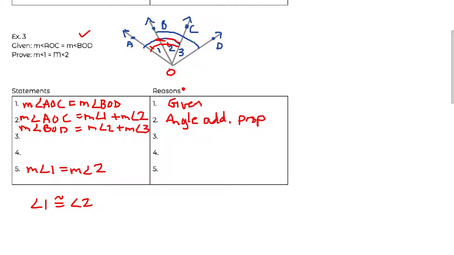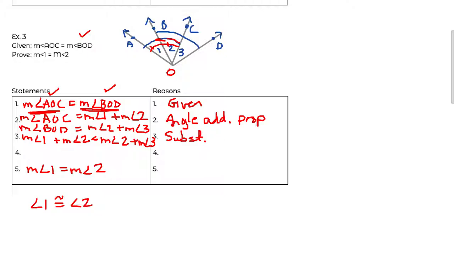All right, so the next thing we can do is we have up here that AOC is equal to BOD. We have AOC as the measure of angle 1 plus the measure of angle 2, and BOD is the measure of angle 2 plus the measure of angle 3. So instead of writing AOC, we can write the measure of angle 1 plus the measure of angle 2, in this first step. Now BOD is equal to the measure of angle 2 plus the measure of angle 3. And the reason that we can do that is substitution.